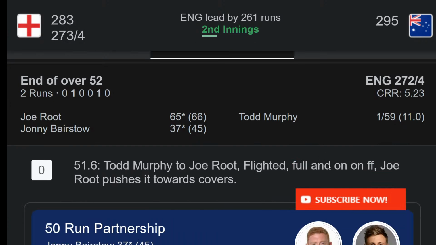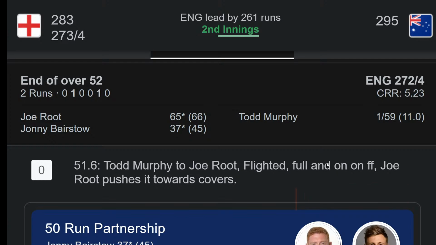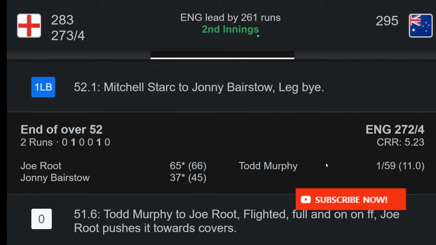So end of over number 52, 2 runs. Joe Root 65 of 66 and Jonny Bairstow 37 of 45. Todd Murphy 1 for 59 in 11 overs. The current run rate is 5.23 and England are 272 for the loss of 4 wickets. Mitchell Starc will start the new over to Jonny Bairstow, leg bye. So another run added to the total, 273 for the loss of 4 wickets.